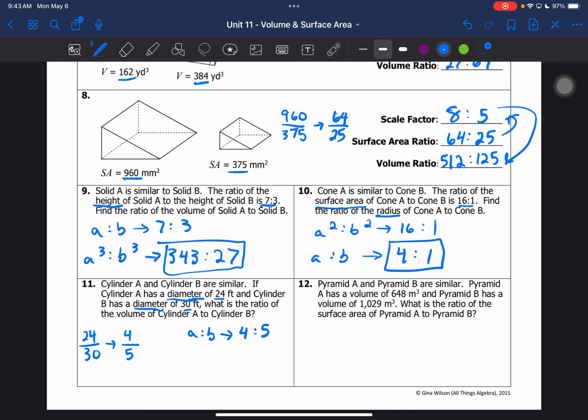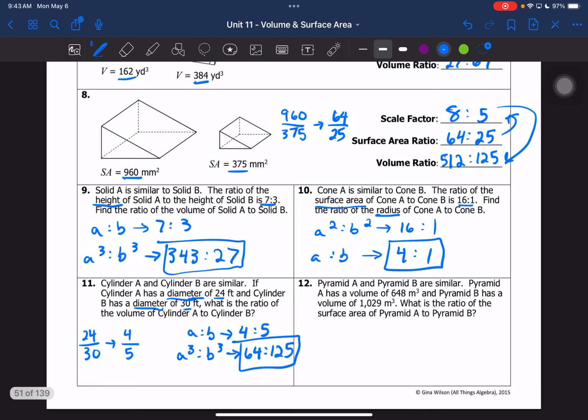And the question is, what is the ratio of the volume of cylinder A to cylinder B? So volume ratio is found by taking A cubed to B cubed. So now all we have to do is cube our scale factor. 4 cubed is going to be 64, and 5 cubed is going to be 125. So this would be our answer, the 64 to 125.